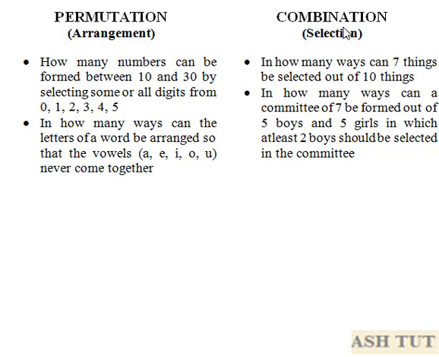Now in combination we have to select. So in how many ways can 7 things be selected out of 10 things, or in how many ways can a committee of 7 members be formed from 5 boys and 5 girls, in which at least 2 boys should be there. So all these kinds of questions come under combination.